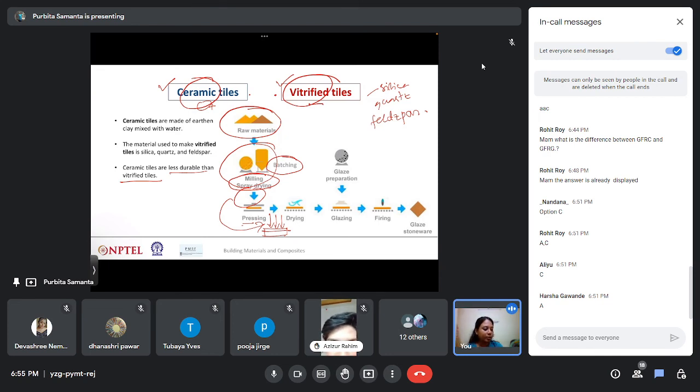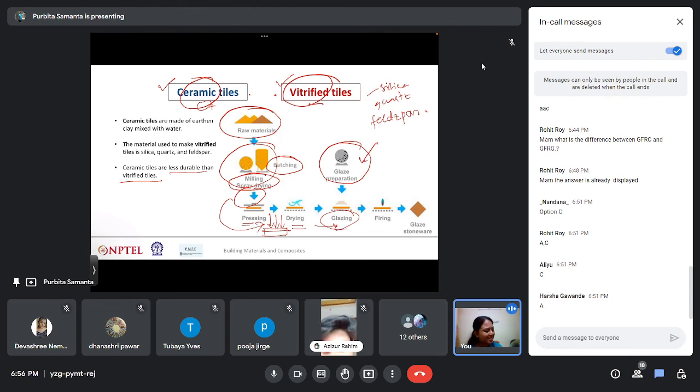Then you need to dry it. After drying it, you need to glaze it. We have also studied that glazing is a particular process where we add some kind of enamel coating, or molten glass, over the tiles. That is what the glazing step is all about. And for that reason, you need some kind of glaze preparation. That's a different step, but glaze preparation is obviously required because it's a different material that you are putting on top of it.